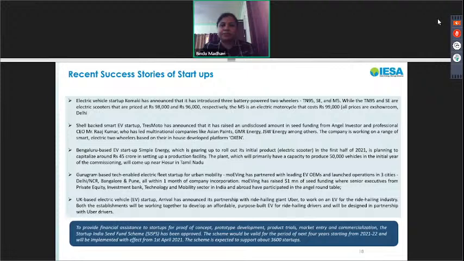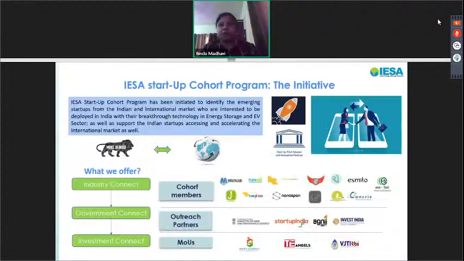It was expected that about 3,600 startups can make use of that. So as part of ISA, we are doing this startup cohort program. It's an initiative for raising startups in this mobility. What we offer is industry connect, government connect, and investment connect. Already many startup companies are part of this and have made use of this platform.